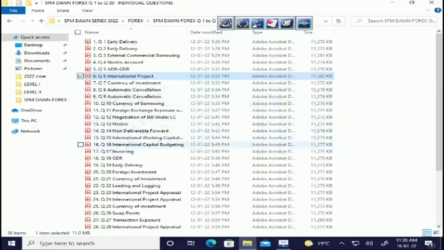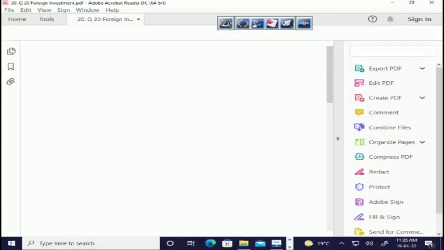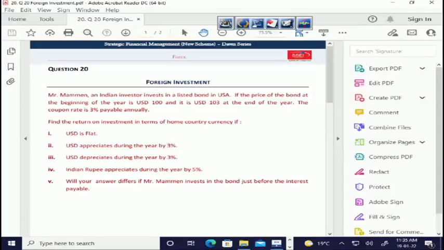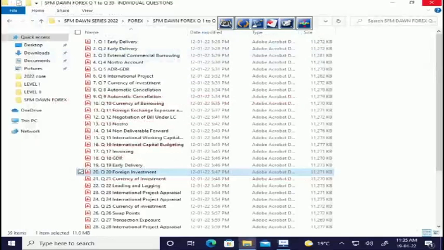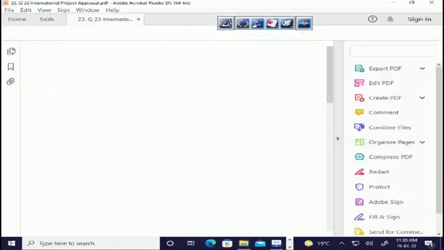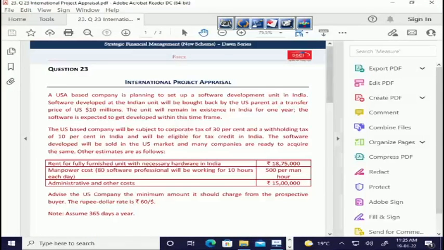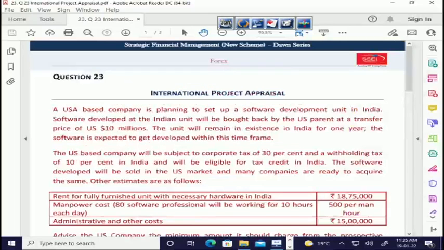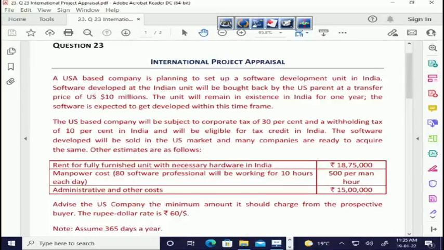Question number 16 I will not discuss. Okay, let's come to question number 20. Oh, sorry, question number 20 is what we have already done. Let's come to question number 23. Question number 23 is once again an old sum which recently came in the exam. You may be stuck up in this, so I'm discussing.